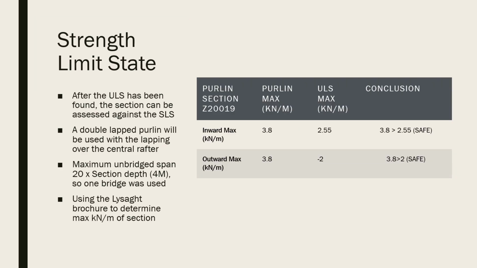After the ultimate limit state has been found, the section can be assessed against the strength limit state. A double lap purlin will be used with the lapping over the central rafter. With the maximum unbridged span, a general rule of thumb is 20 times the section depth, which works out to be 4 meters in this case. Using the LYSAGHT brochures, we can determine the maximum kilonewton per meter of section. Doing this, it is determined that Z219 is a safe purlin.